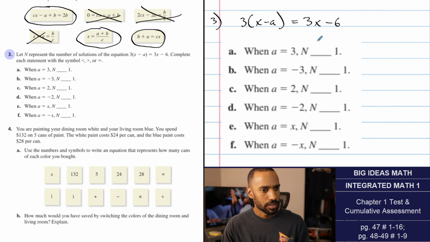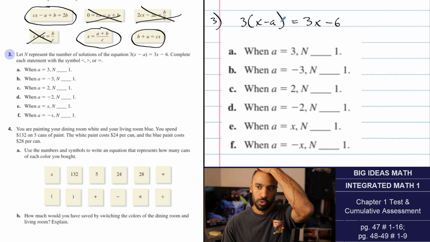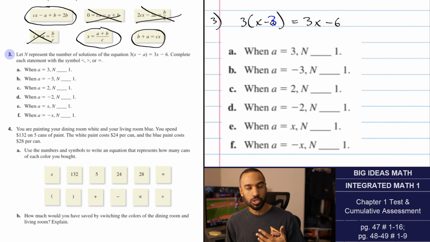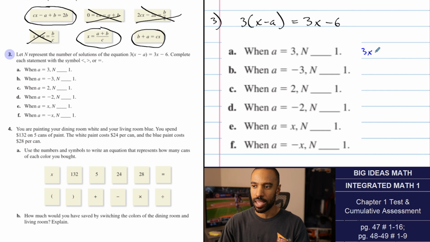Wait, hold on. What is this? Oh, n represents the number of solutions. Okay, when A is 3, we would distribute this. We'd get 3x minus 9 equals 3x minus 6. Looks like we'll have a no solution case. The 3x's would cancel out, things like that. So there would be no solutions, therefore number of solutions would be less than 1.